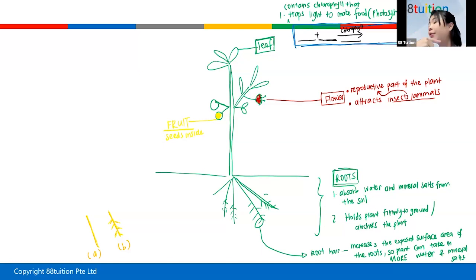Don't need to rush. Think carefully. What do plants need to make food? In the dark, can the plants make food? Mm. So what do they need? Sunlight. Is it sunlight or just light?